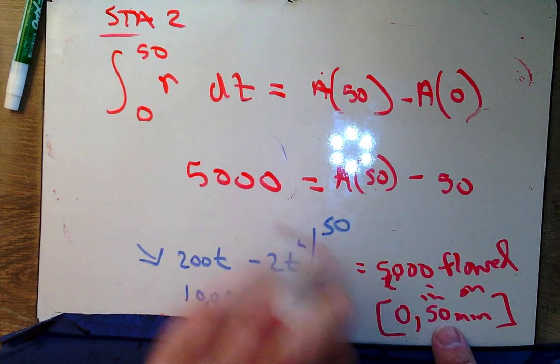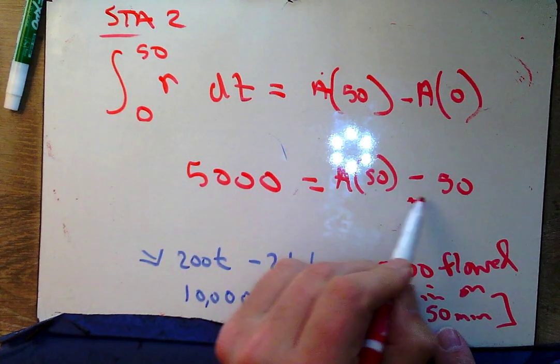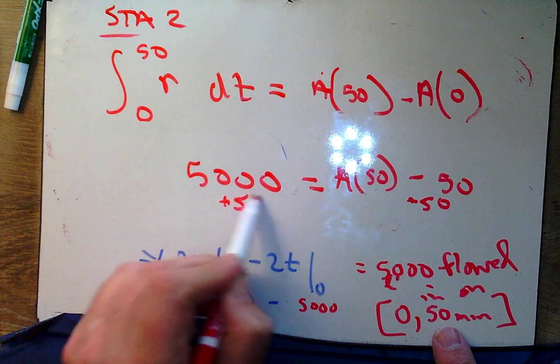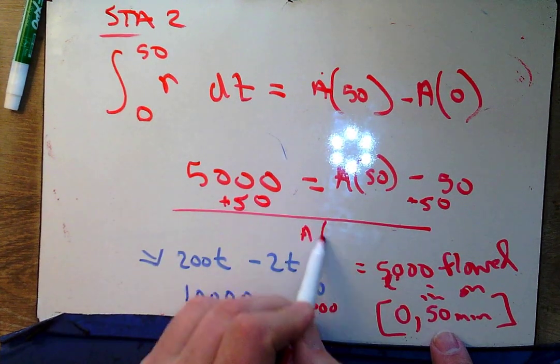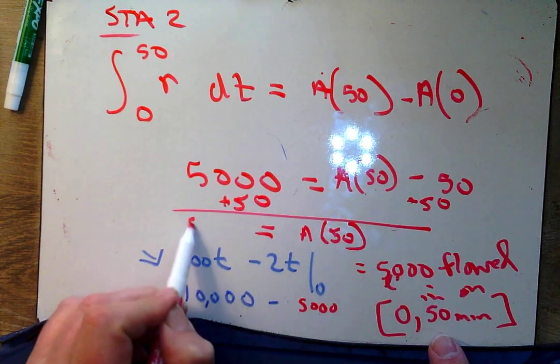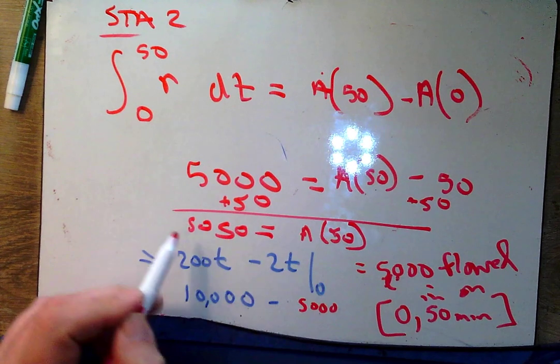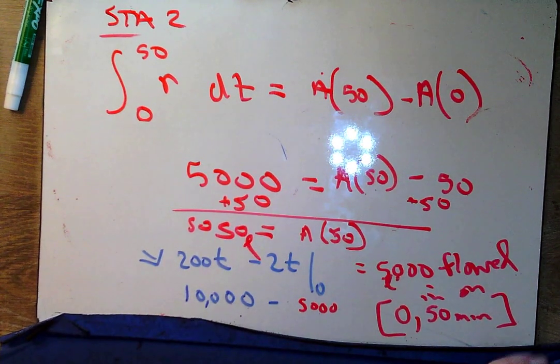And I'm going to say, well, A of 50 is simply going to be 50 liters. Okay. Nice. That was station 2. Let's take a look at station 3.